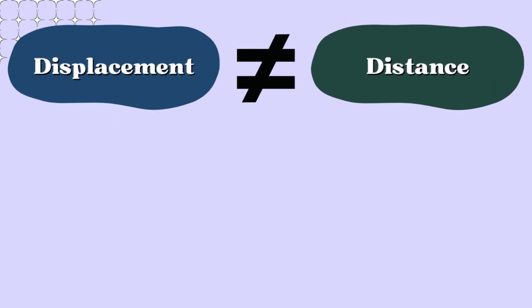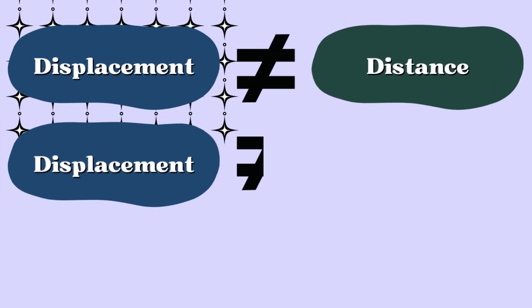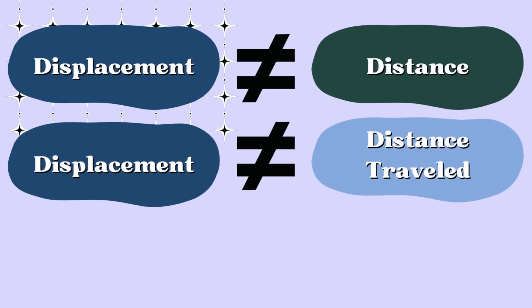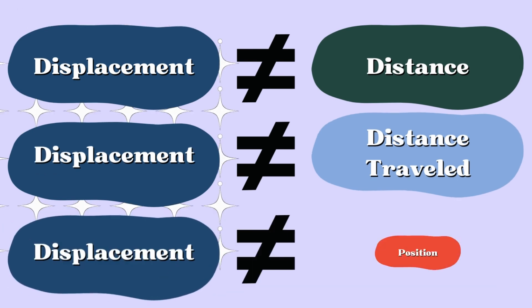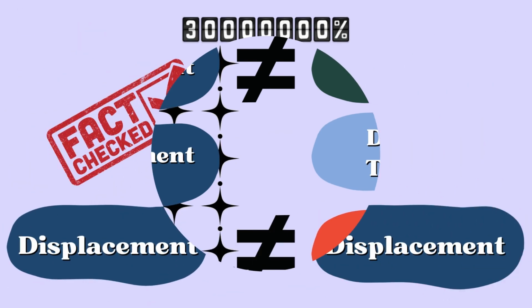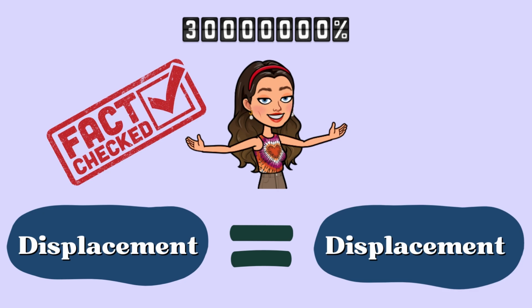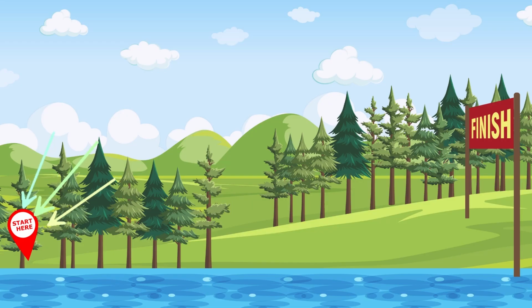So here, displacement does not equal distance. It does not equal distance traveled, and it does not equal position. Displacement is just displacement. Okay, let's go through this example together.